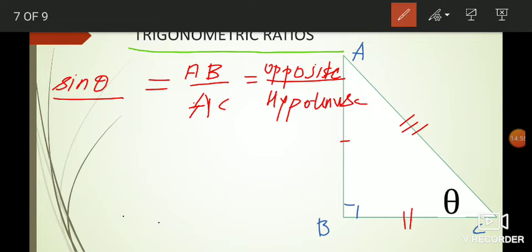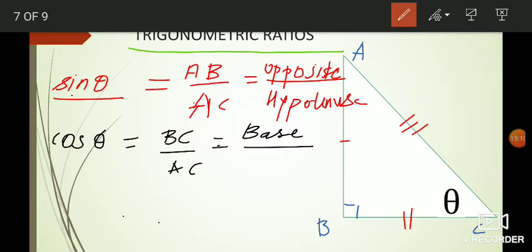Now the next ratio after sine is cos theta. In this triangle, taking angle C as theta, we have BC upon AC as cos theta. What is it? Base upon hypotenuse.